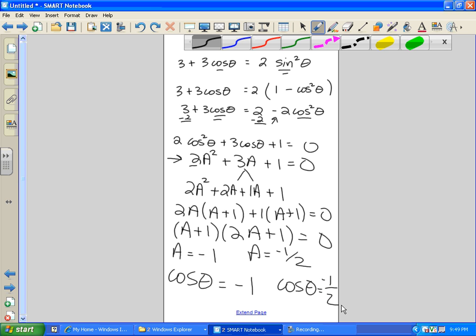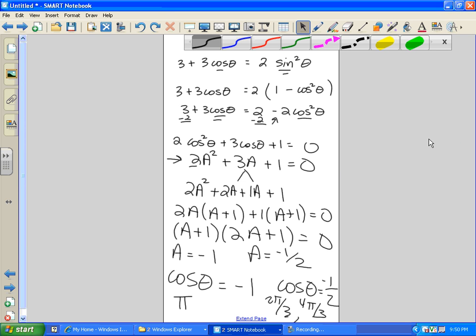So now let's look on our unit circles. Both of those are actually going to give me some good solutions there. So where is the cosine negative 1? That would be at pi. And I believe that's the only solution there. Now, where is the cosine negative 1/2? That would be at 2 pi over 3. And cosine is also negative in the third quadrant, so it would also be 4 pi over 3.